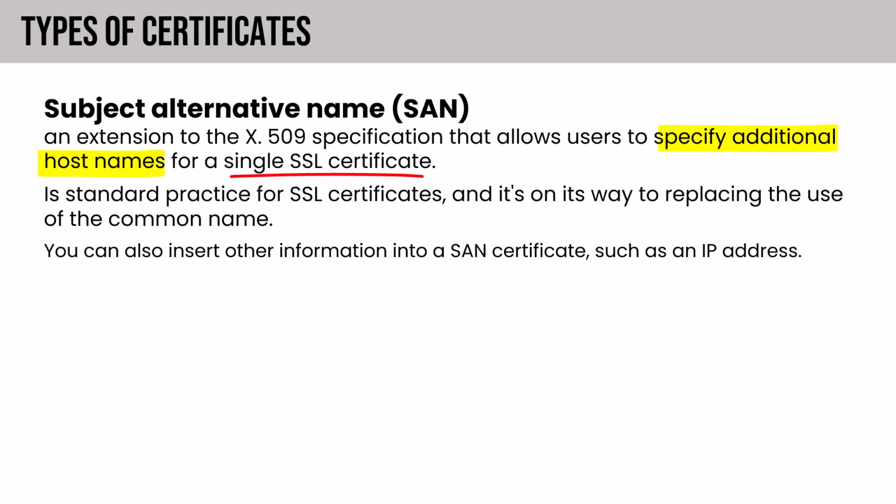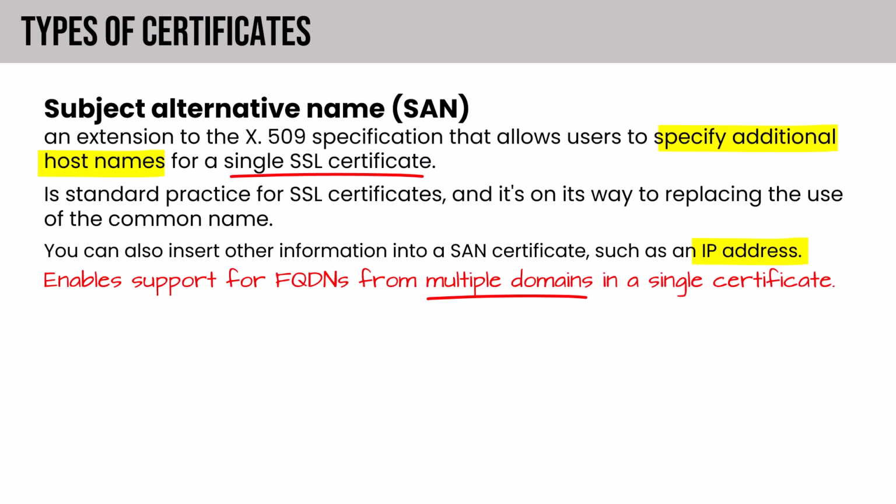So we don't even have to use just names. We could use IP addresses as well. So this enables support for FQDNs from multiple domains in a single certificate. So remember, with the wildcard certificate, we could support multiple host names for the same domain. With a SAN certificate, we can support FQDNs for multiple domains, and we can add IP addresses in there so we can navigate to an IP address in a browser. We don't even need a name.